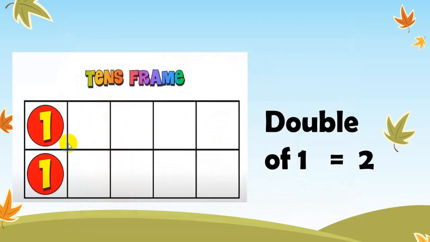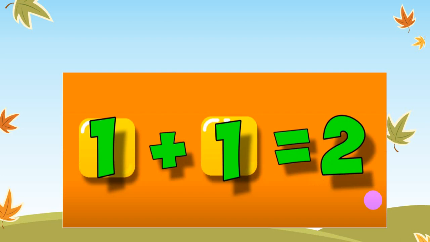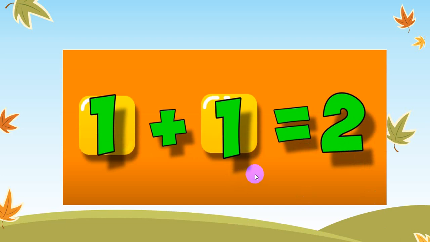So 1 and 1 make 2. So double of 1 is equal to 2. It means 1 and the same amount at the bottom, 1, make 2. 1, 2. So the double of 1 is equal to 2. It means that if we take 1 two times, then 1 plus 1 is equal to 2. So double of 1 is equal to 2.